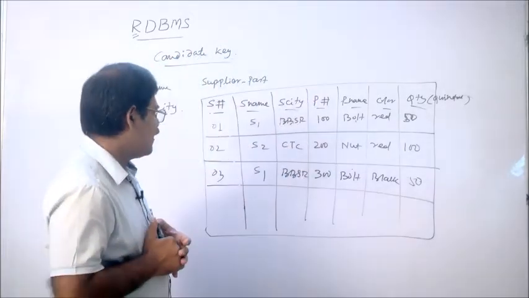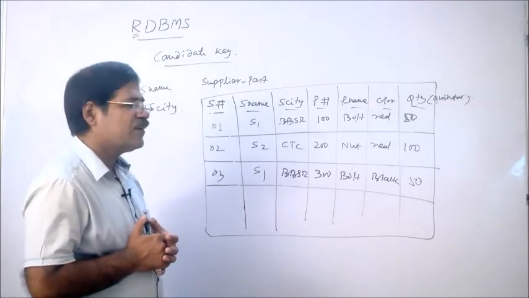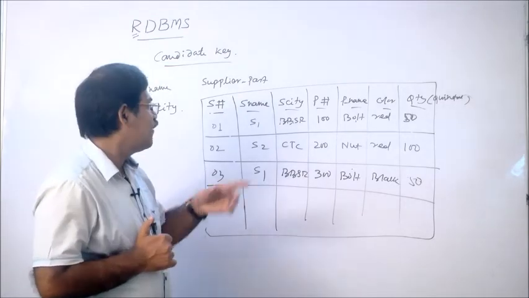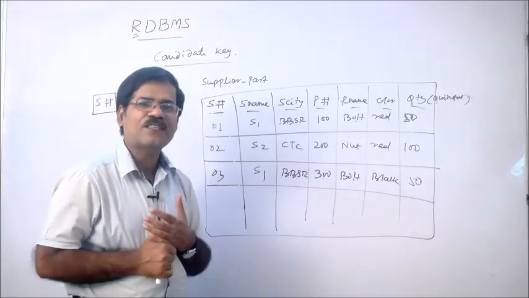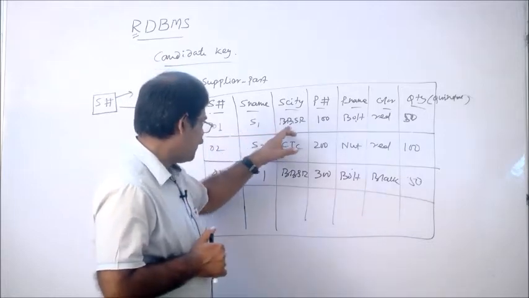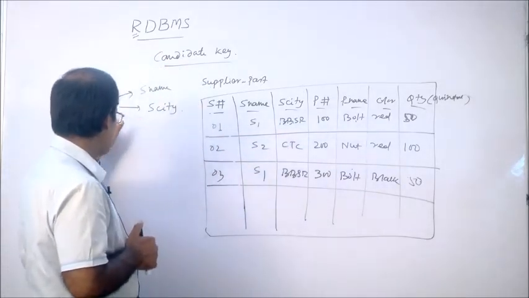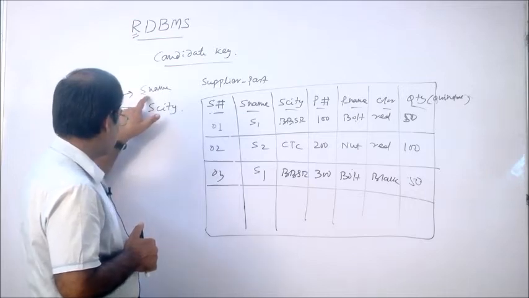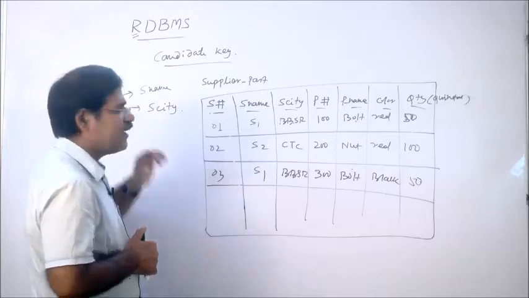Suppose I write: select supply number, supply name, supply city from supplier part table where supply number is equal to 1. So 01, S1, BBSR will be retrieved. So in this case, supply number is a key and S name and S city are the non-key. That means S name and S city are fully dependent on S number.